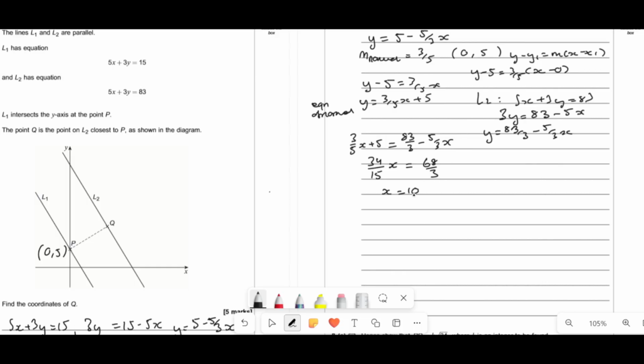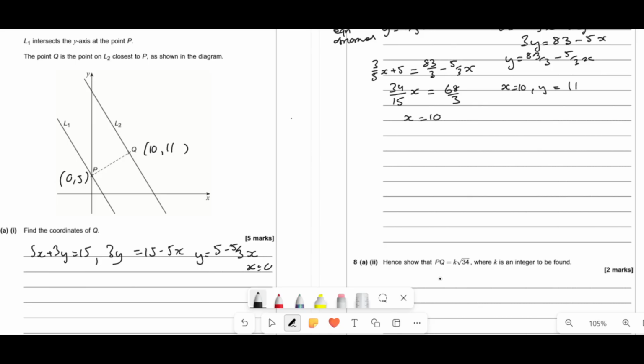So then we know the x coordinate of Q is 10. We need to find its y. So all you've got to do is put it back into the equation for Q, which I've rewritten as this. So when x is 10, y would equal 83 over 3 minus 5 over 3 times 10, which gives you 11. So now I know the coordinates of Q are (10, 11).